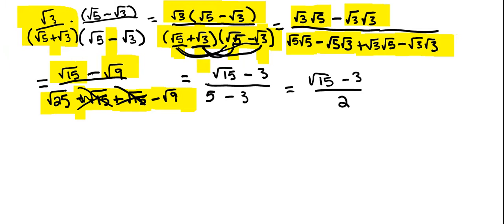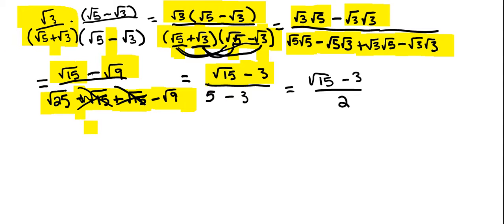So on top, we've got the square root of 15, which we can't reduce down any further because there is no perfect square that divides evenly into 15, so we're going to be leaving that alone. But the square root of 9 simplifies down rather nicely to just 3. So I've got the square root of 15 minus 3 on top. Now down on the bottom, the square root of 25 simplifies down to just 5.